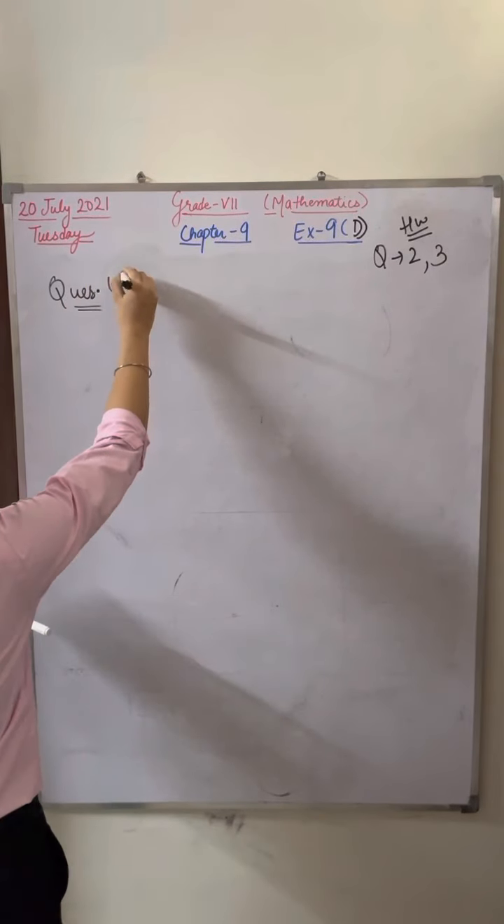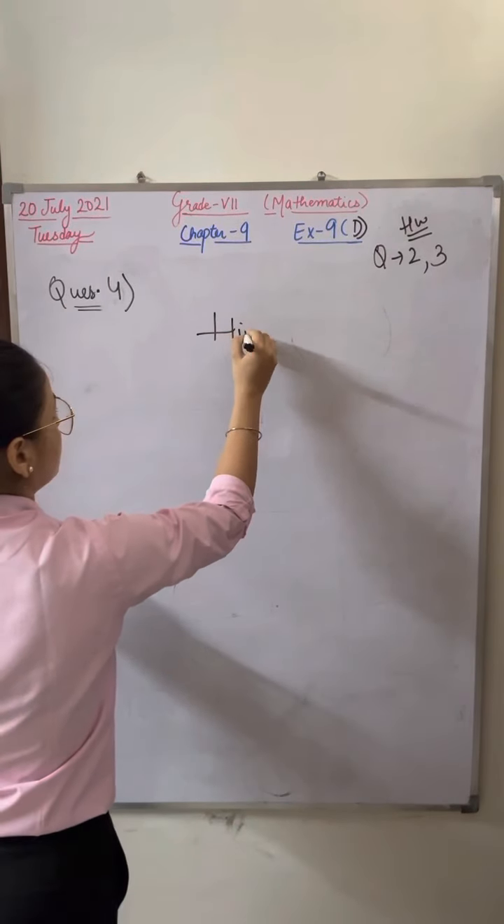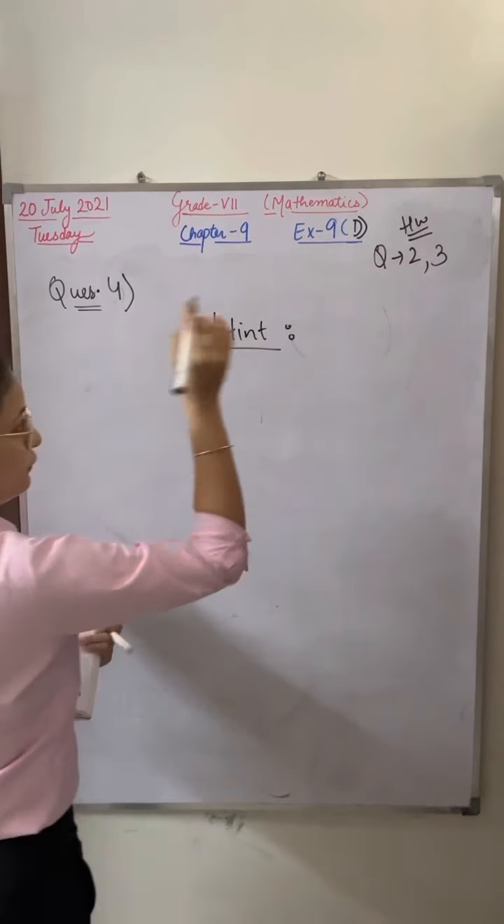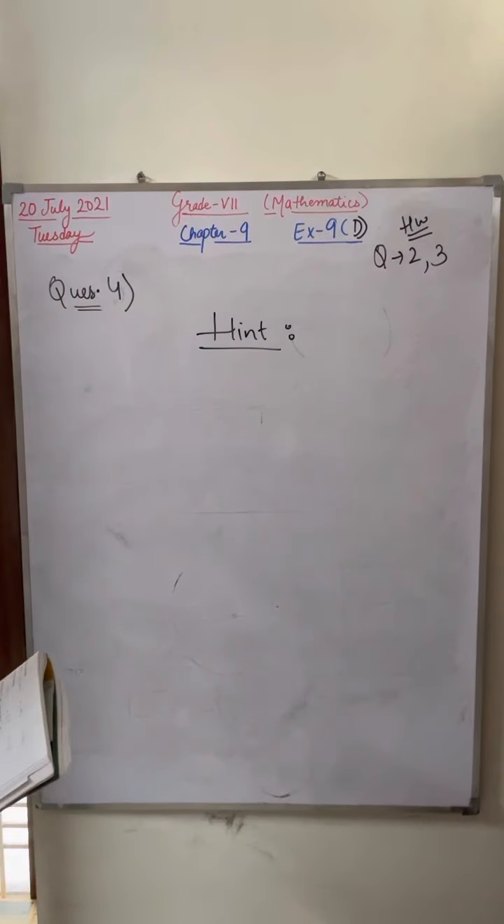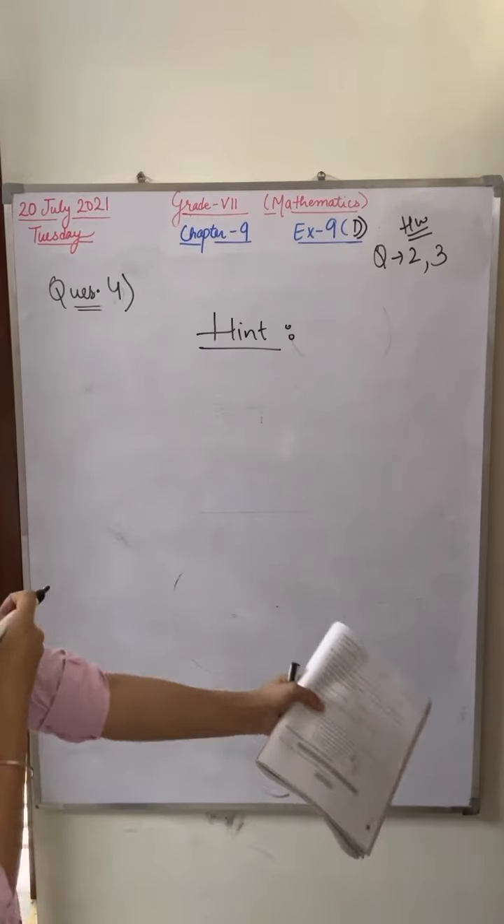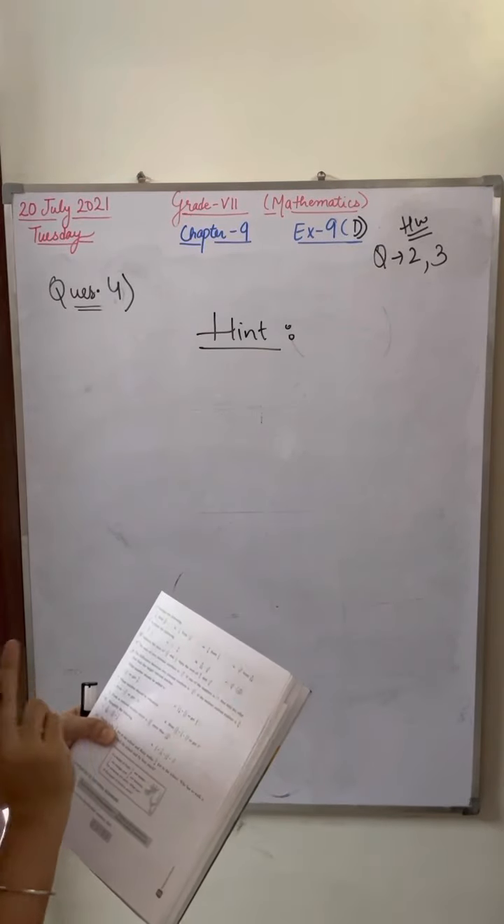Now, question 4, I am giving you a hint for question 4. Please look here. Question 4 I'll give you for the homework. Then questions 5 and 6 I'll do today in the class. Okay? Hint for question 4.